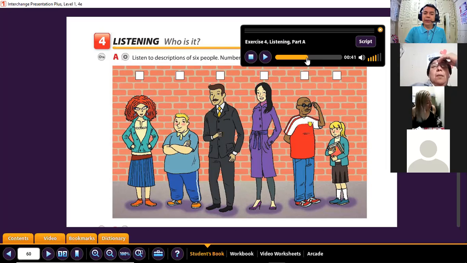Rosie is pretty tall for her age. She has long blonde hair and wears contact lenses. She just turned 10.